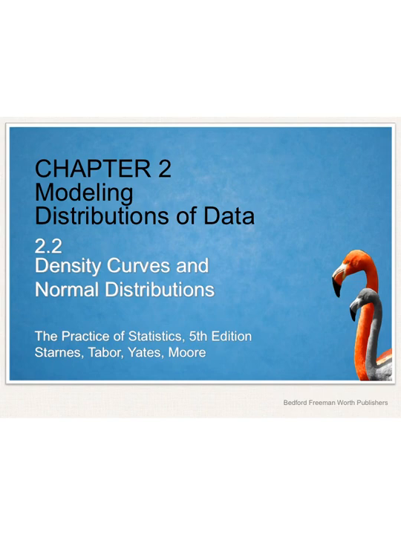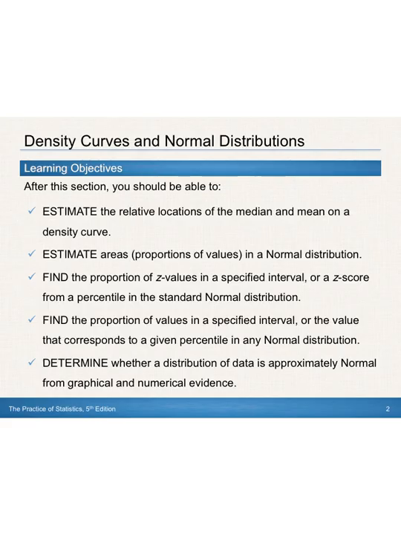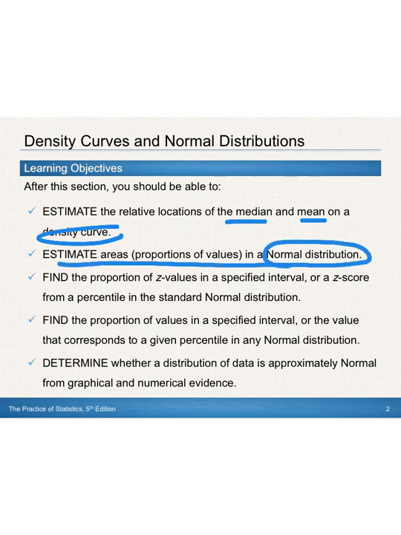Okay, chapter 2, the second section, we're going to break into two parts. So in this video we're only going to be talking about what is a density curve, and also how to find the mean and the median on a skewed one as well as the normal one. And then we're going to understand the concept of the normal distribution and estimate some areas based on the properties of normal distribution.